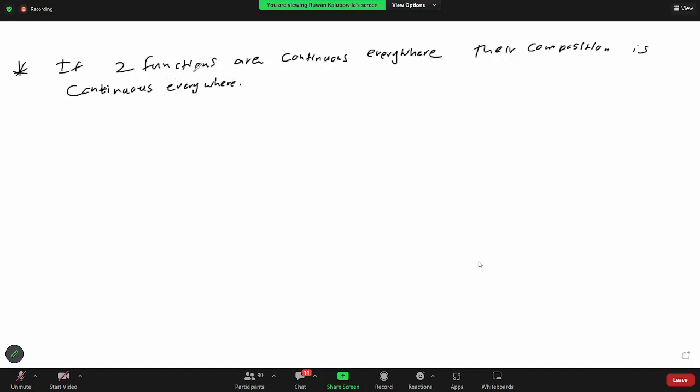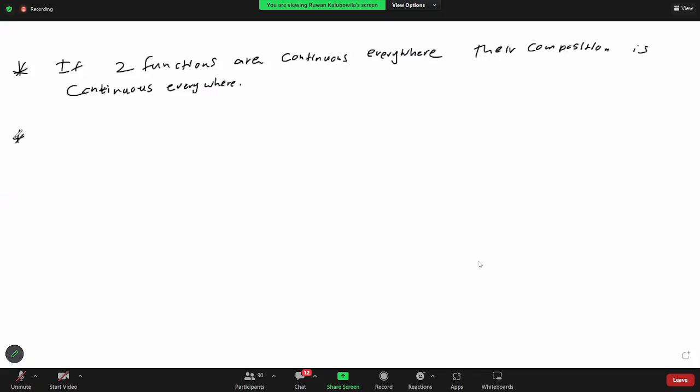So if we have two functions, and we know these functions are continuous at each and every point, so we can say everywhere, then any composition between these two functions, right? So their composition, that means it may be f of g of x or g of f of x, these are continuous everywhere. So this one we have to keep in mind, right?